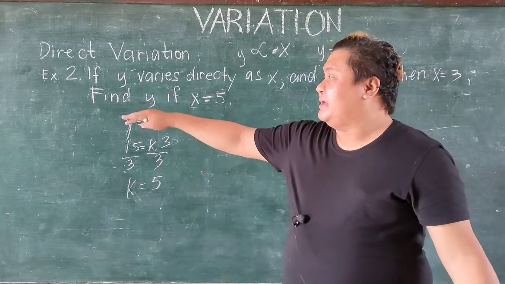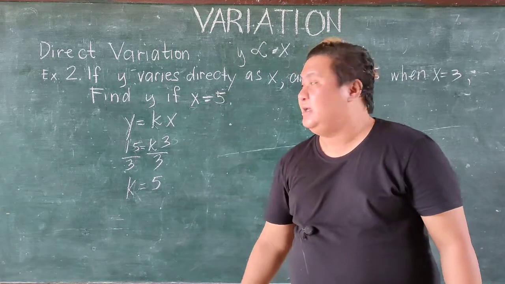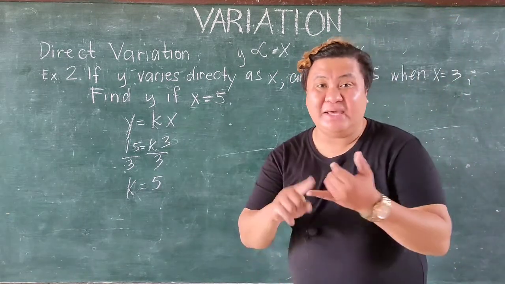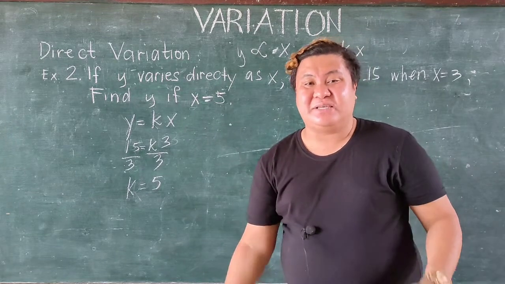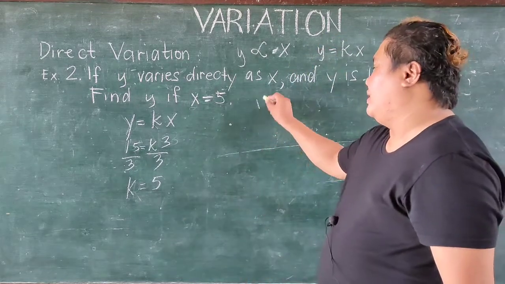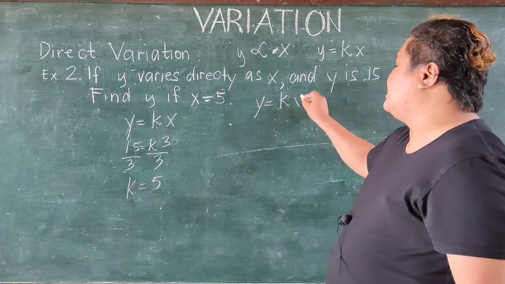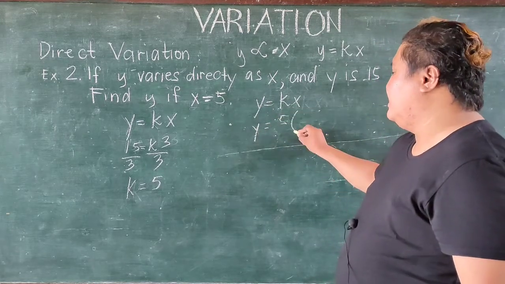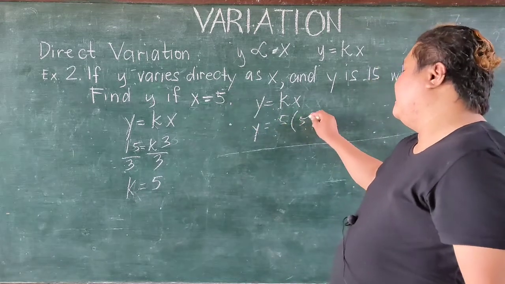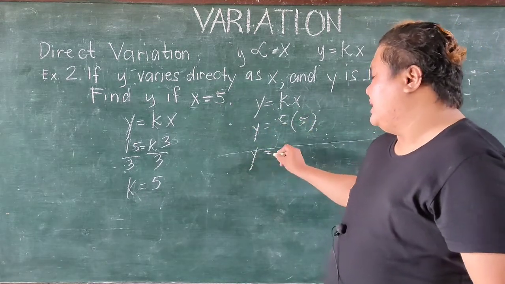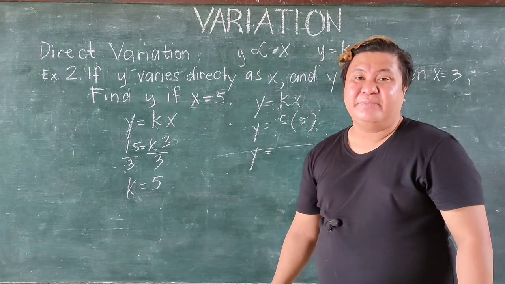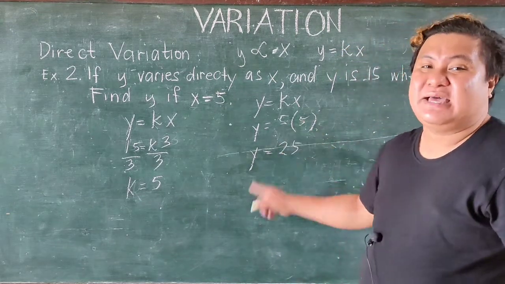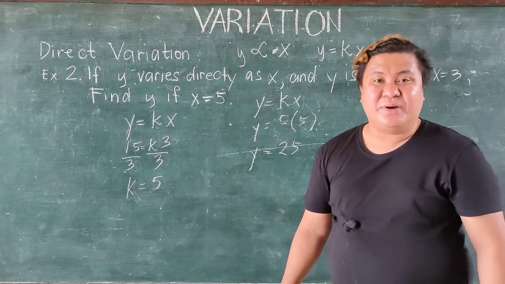And the second statement says find y if x is equal to 5. Since we have the value of k and x, let's just substitute. We have y is equals to kx. The k is 5, x is also 5. So here y is equals to 25, because 5 times 5 is 25.